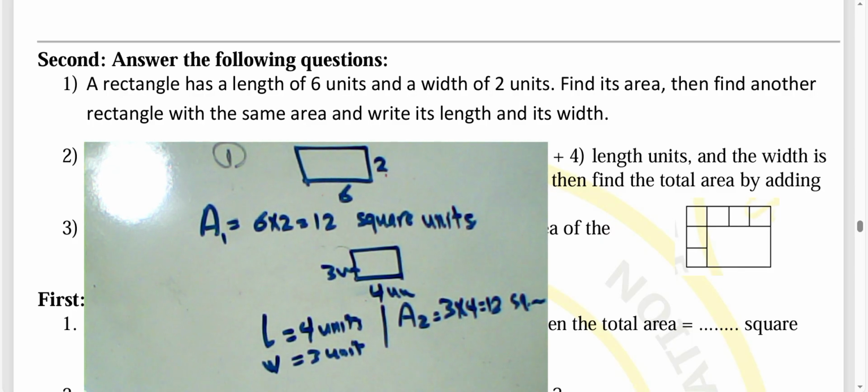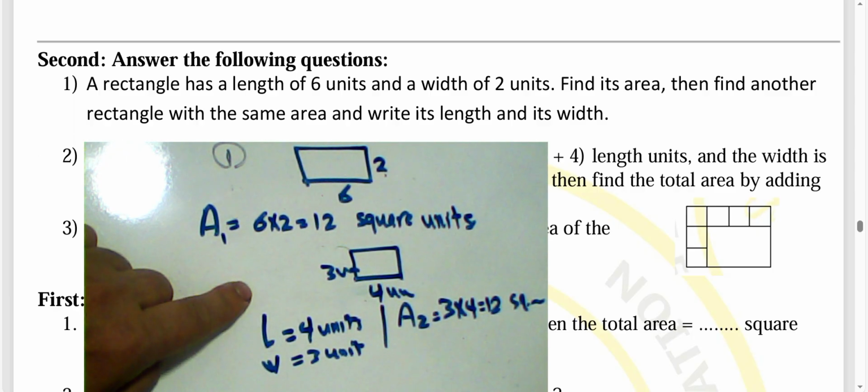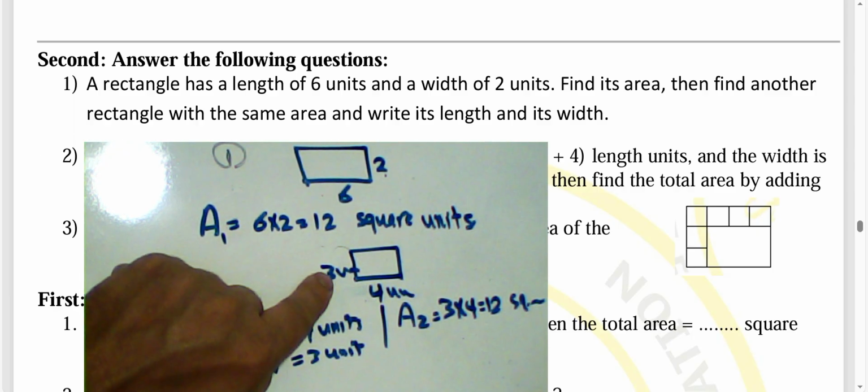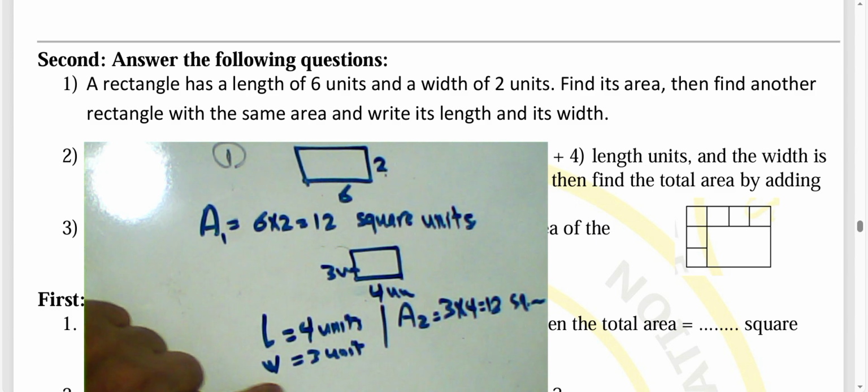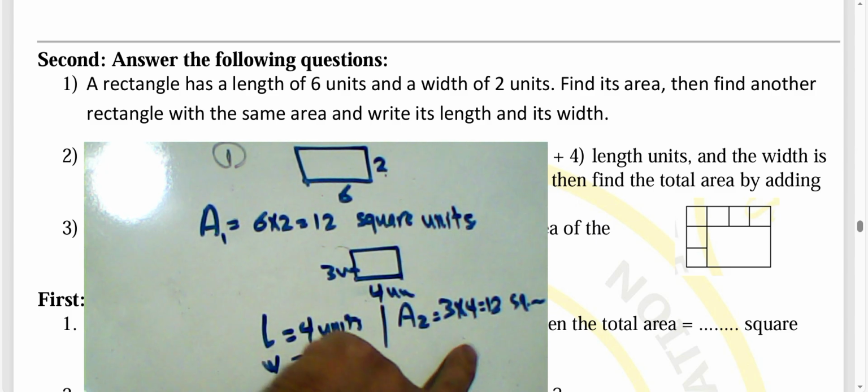Understood? And we can write another rectangle with 2 dimensions, 4 and 3. The length will be 4 units and the width 3 units, because area 2 will be 12 square units, equivalent to area 1.